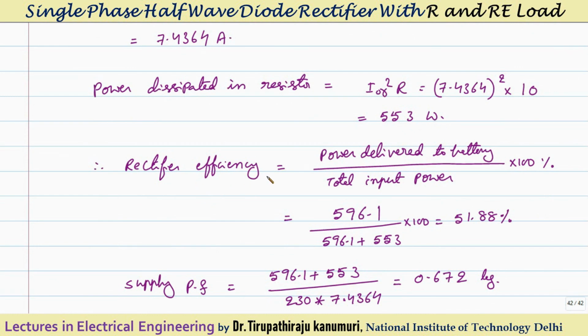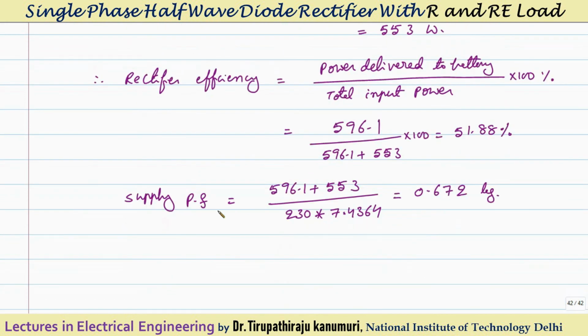Now the rectifier efficiency will be equal to the power delivered to the battery, that is the useful work that is done, divided by the total power that is supplied. That is your rectifier efficiency. Out of the total power supplied to your load, only 596.1 watts has done the useful work, that is charging the battery. Whatever is supplied to the resistor is gone in the form of heat. So the total power supplied is 596.1 plus 553, into 100. So 51.88% is the rectifier efficiency.